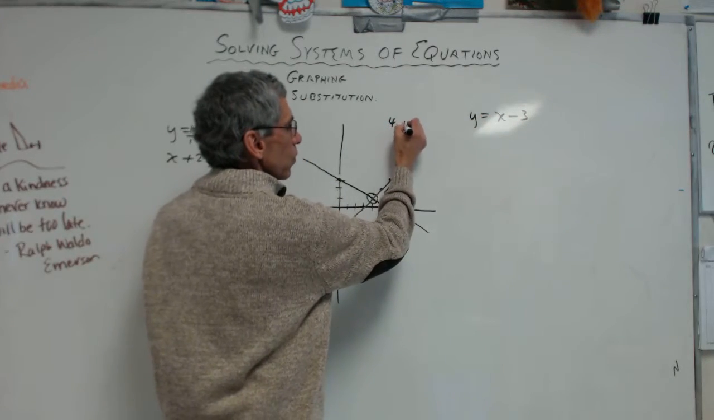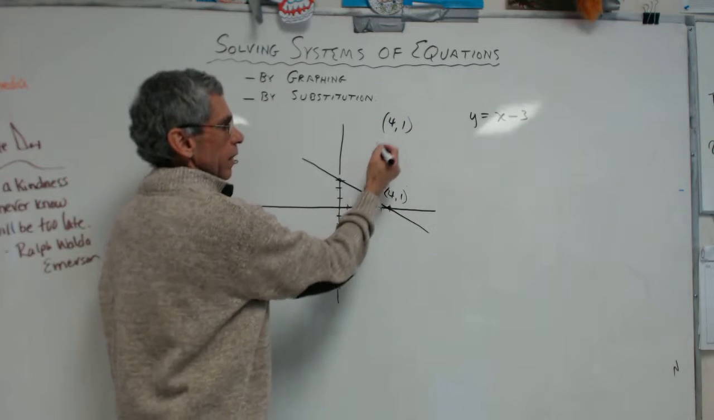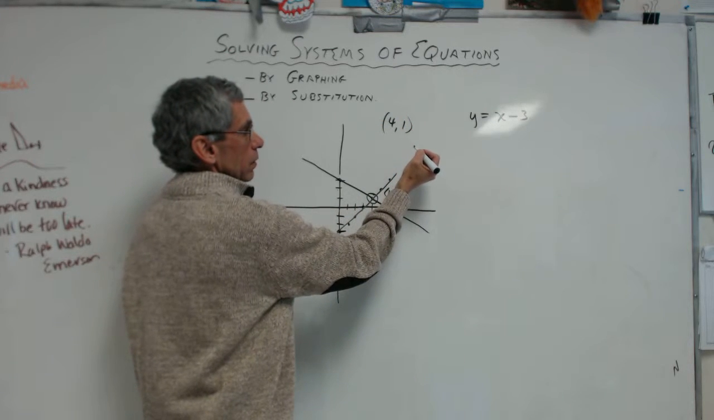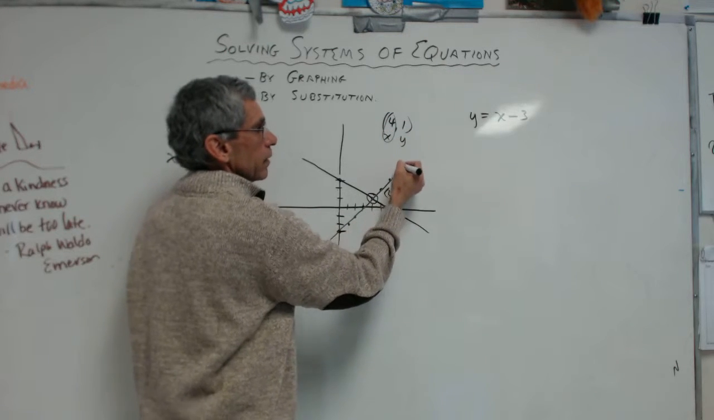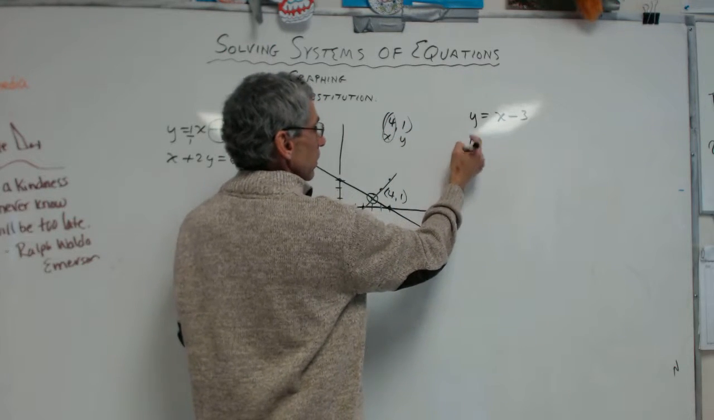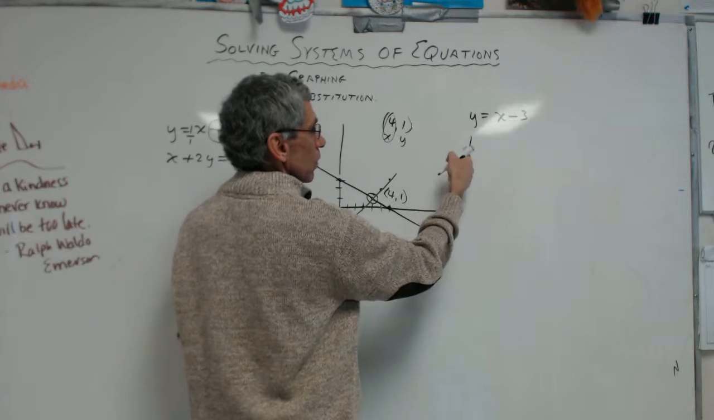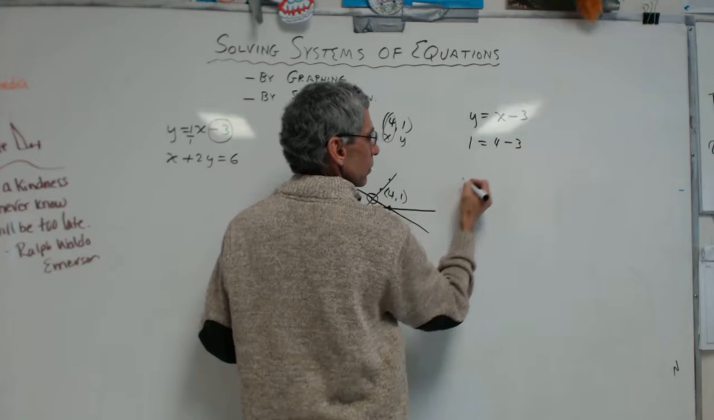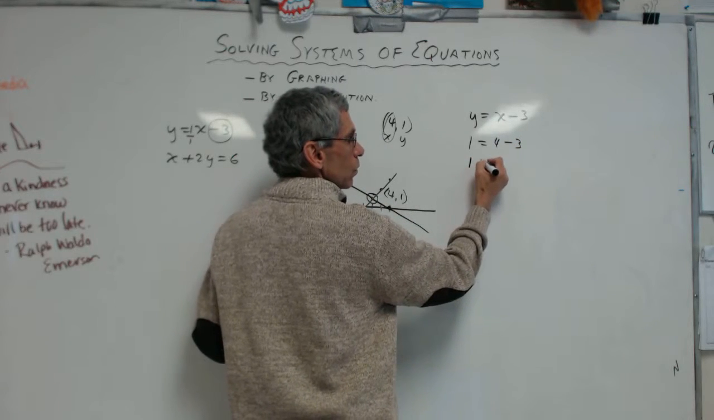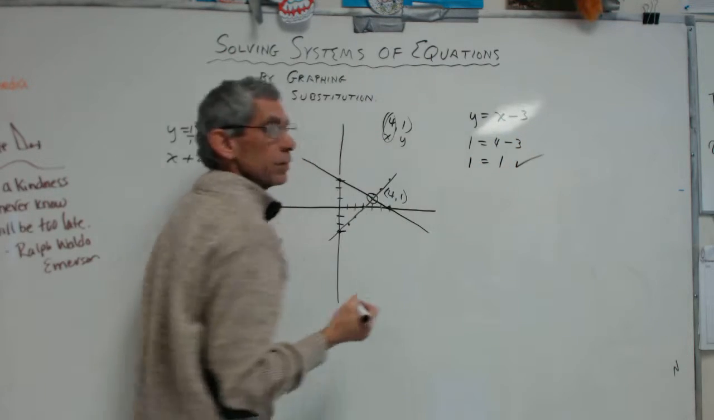What is my 4 and 1? Which one is x and which one's y? Okay, so x is 4, y is 1, right? So I'm going to put a 1 here, because y, 1, equals x is 4, 4 minus 3. Is that true? Yeah. 1 is equal to 1, that checks.